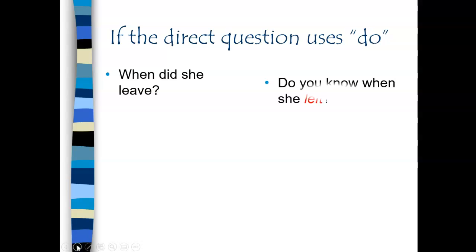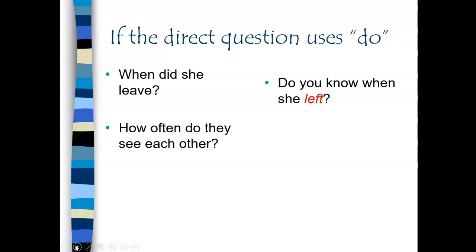If the direct question uses do, let's have a look. When did she leave? So here is my direct question. My auxiliary do is in the past. When did she leave? I would say, do you know when she left? Because my answer would be, she left 2 hours ago. Do you know when she left?